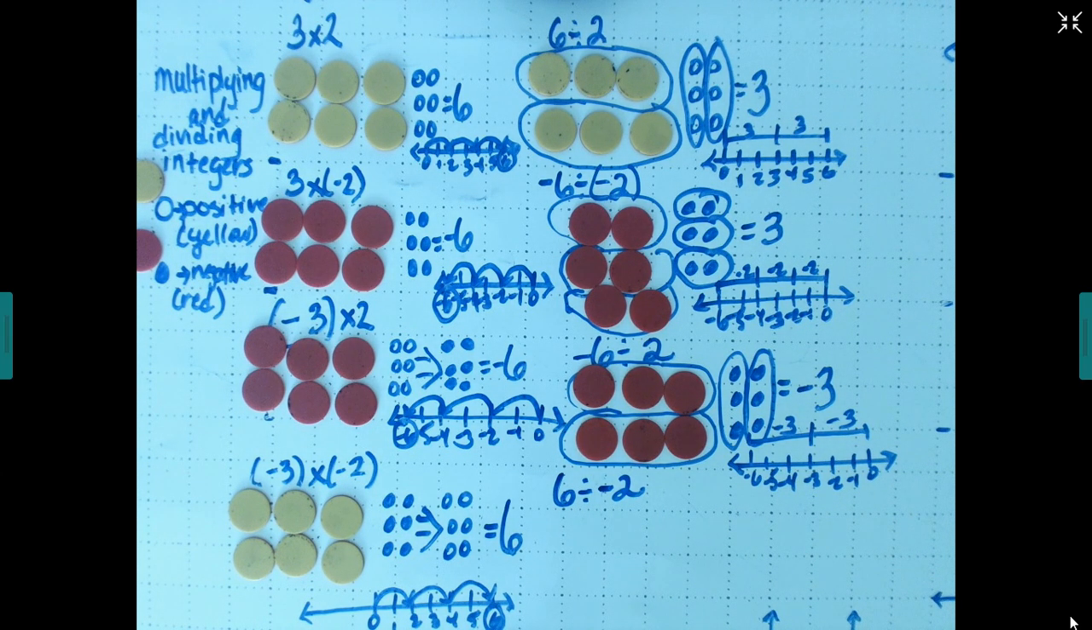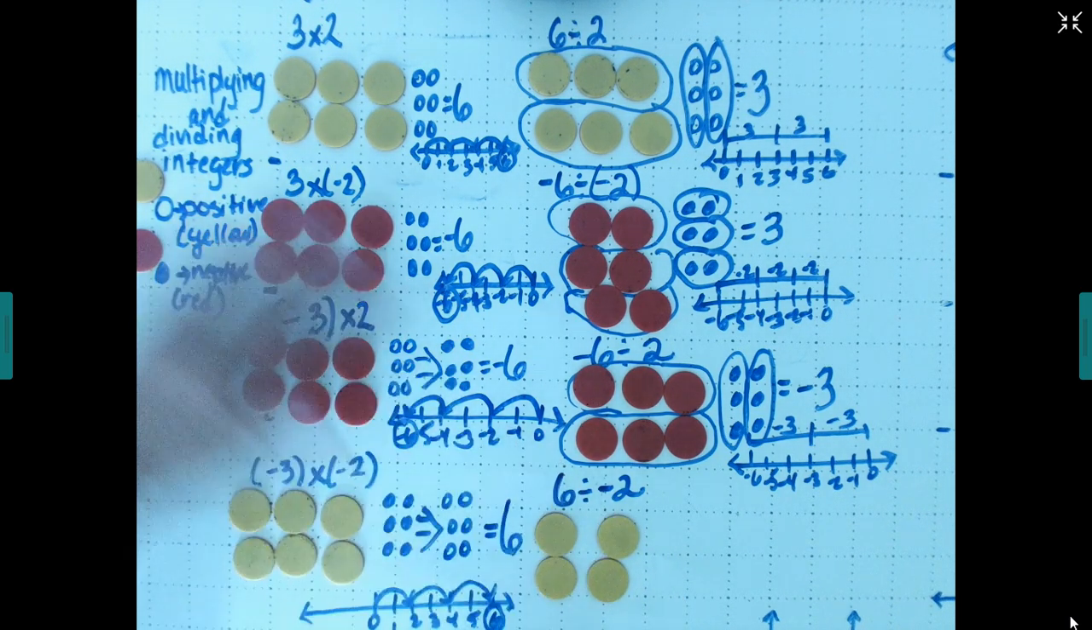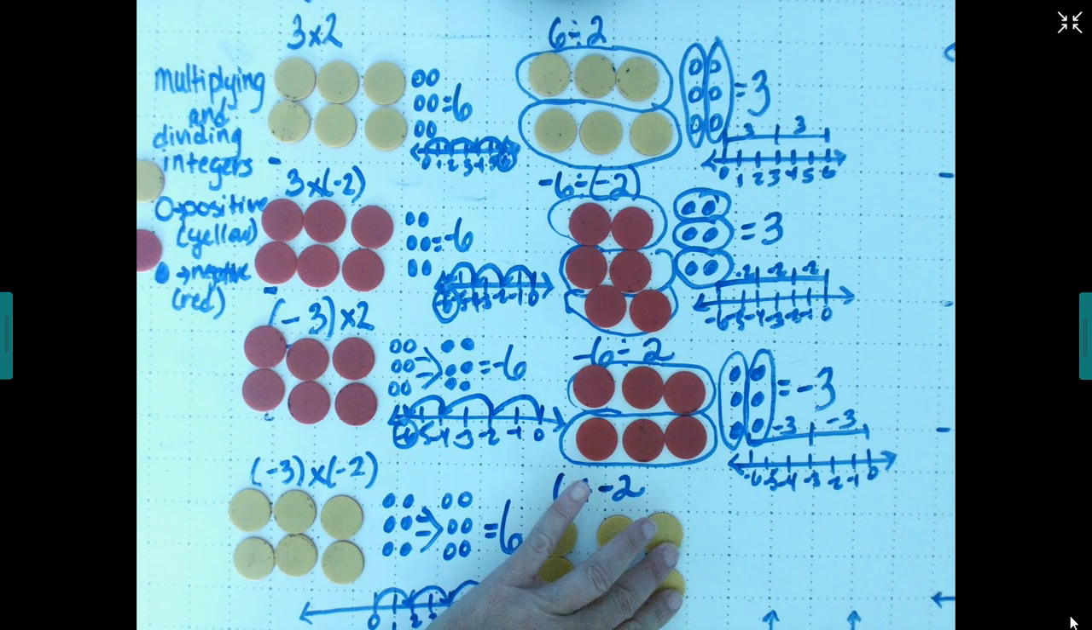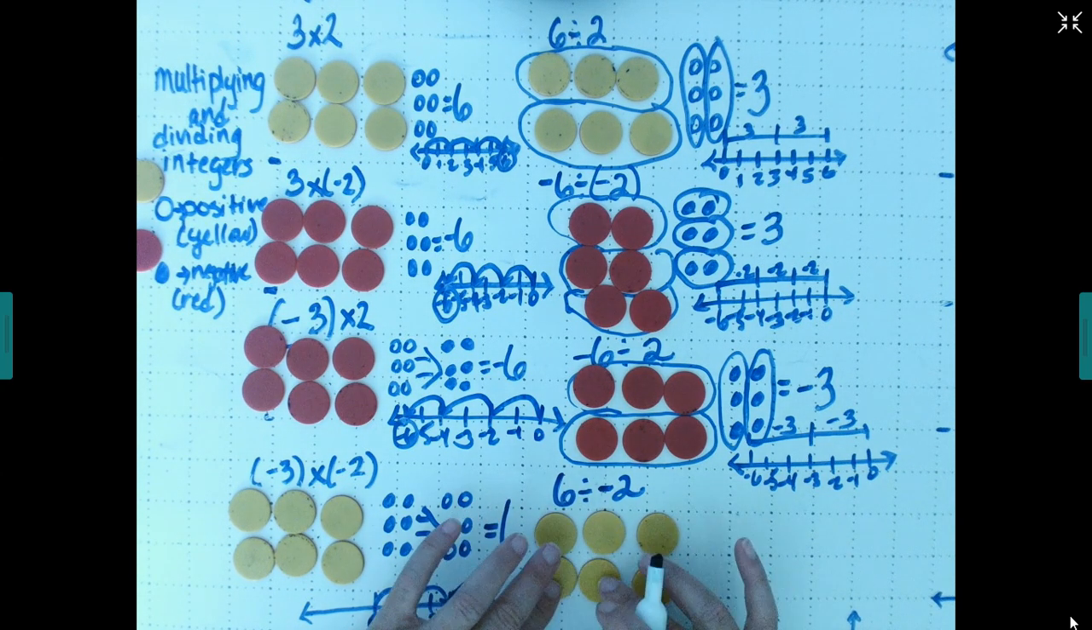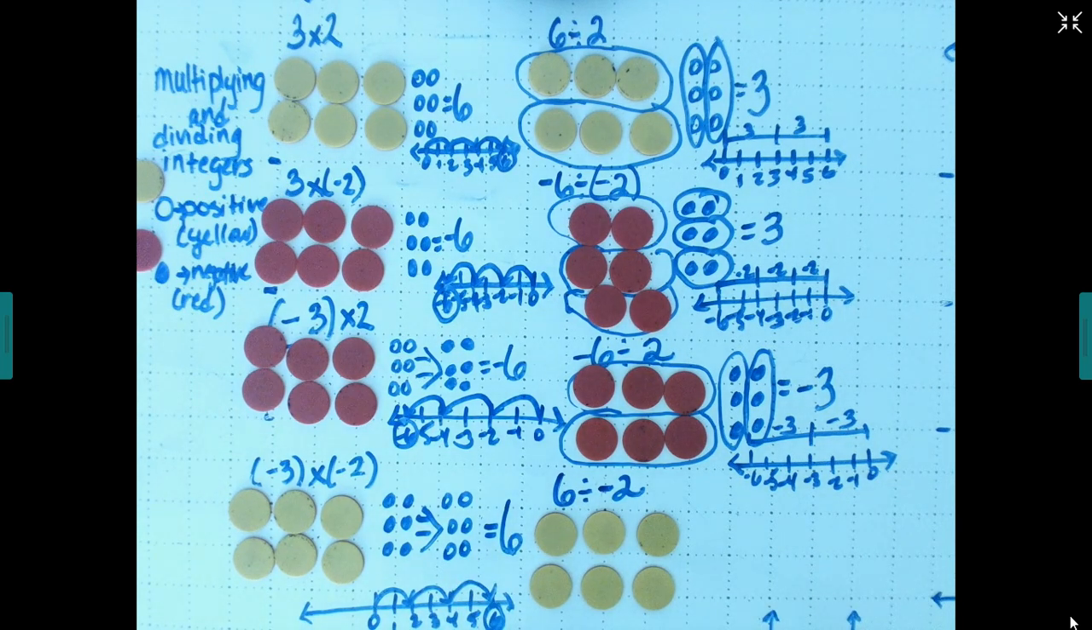So let's think about this in the way of we want our 6 and we want to divide that into the opposite of 2 groups. Okay, so let's think about that. We have our 6. And we want to divide that into the opposite of 2 groups. Okay, so first of all, I need my 2 groups. Here's one group. And here's my other group. Okay, so now I've got my 2 groups, but I want the opposite of those 2 groups.